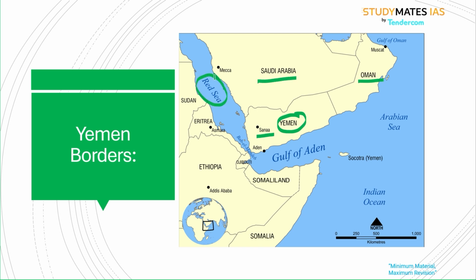Now, this is Yemen, capital Sana'a, bordered by Saudi Arabia, Oman, and the Red Sea. Yemen is opening to the Bab el-Mandeb Strait, and Ethiopia is not opening to the Red Sea. Study the Red Sea countries very well. Very important for 2025 and 2026 prelims.